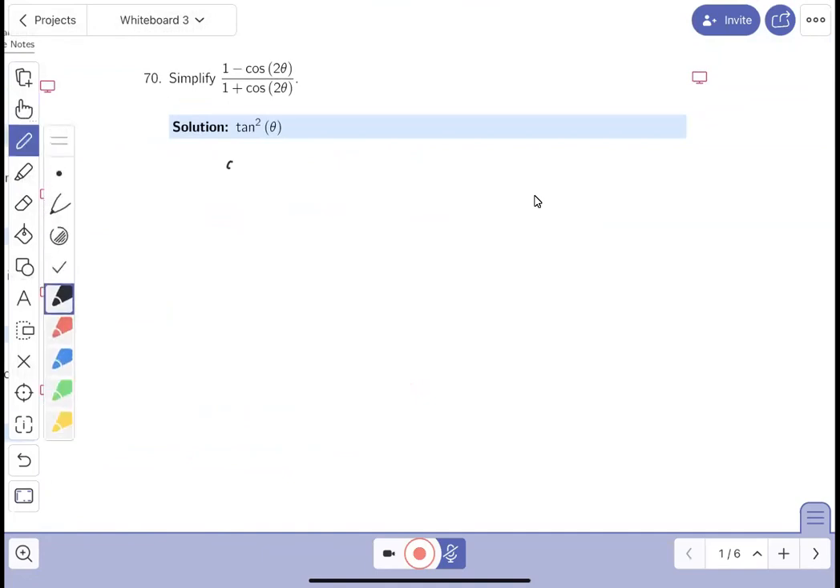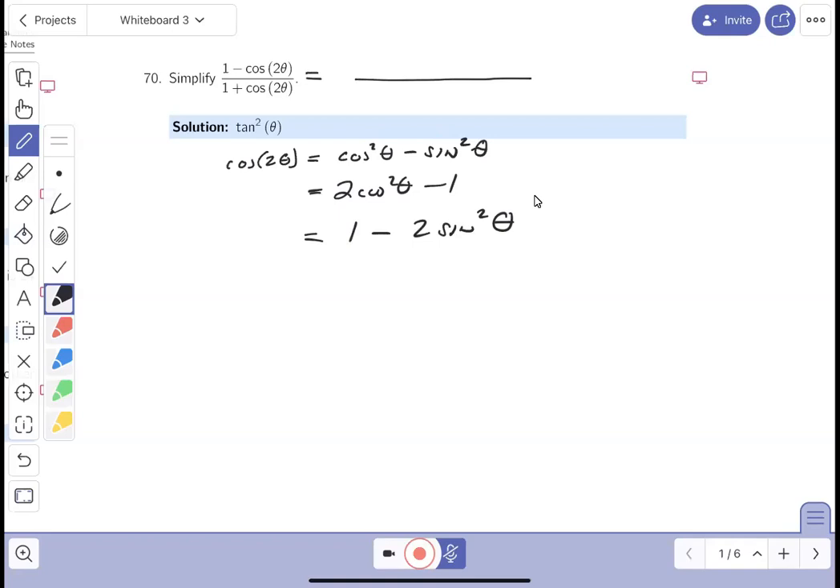So the cosine of 2 theta can be written in a variety of ways. It could be written as cosine squared theta minus sine squared theta. And yes, you should know these identities. It could be written as 2 cosine squared theta minus 1, or it could be written as 1 minus 2 sine squared theta. All right, 3 different ways. So which one of these 3 would I use on top to make my life easier?